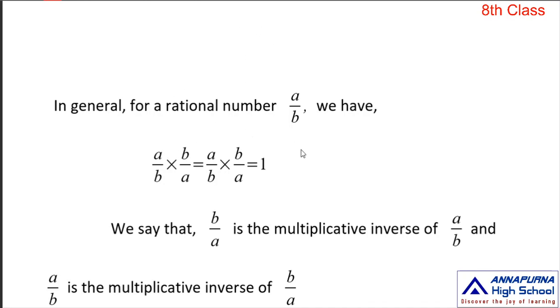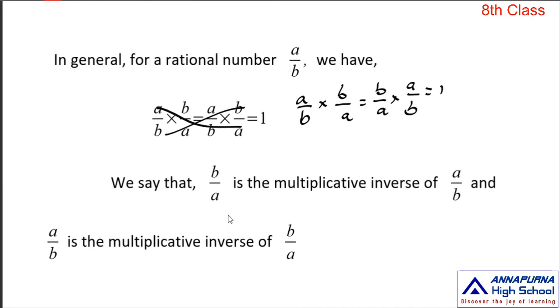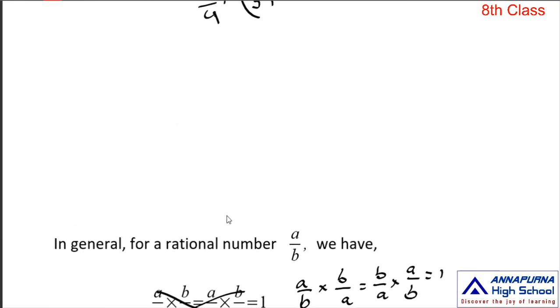Here there is a small mistake in what I wrote. It should be: a by b into b by a is equal to b by a into a by b, which is equal to 1. If this is satisfied, then we say that b by a is the multiplicative inverse of a by b, and a by b is the multiplicative inverse of b by a. Okay, so this is the second part of the fifth property.